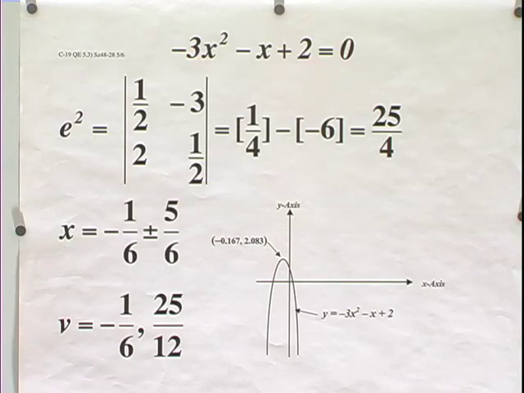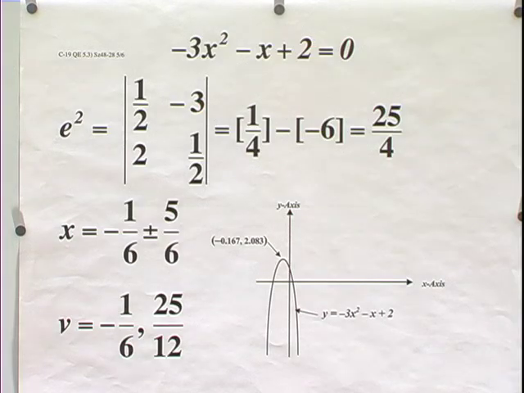The coefficients are -3, -1, plus 2. This is a minus b over 2. So that minus times that makes this a plus. So I have 1/2, 1 divided by 2, and I'll put it here also. Then I have a, which is -3, and then c, which is 2.